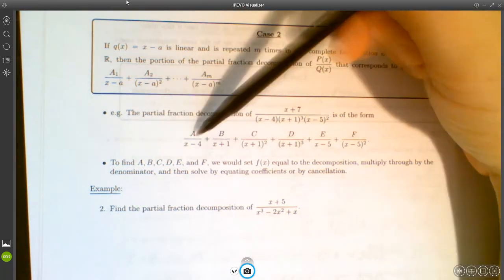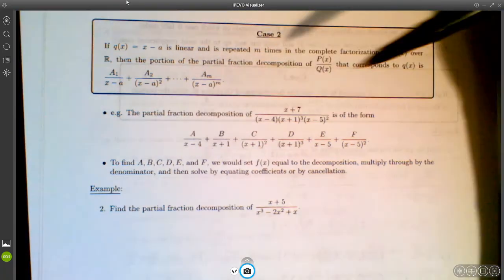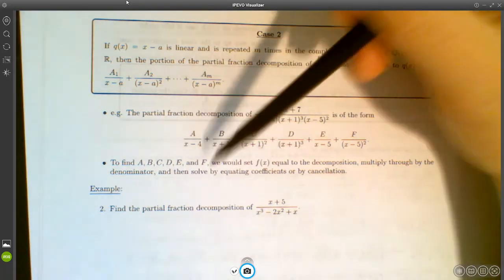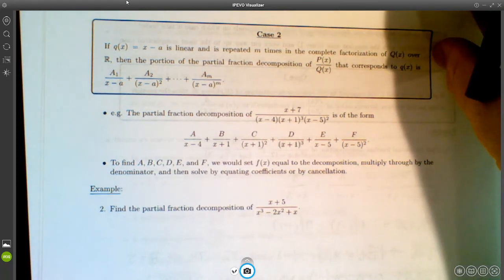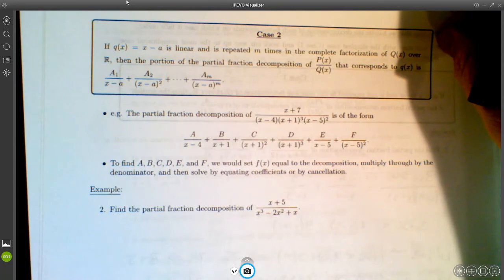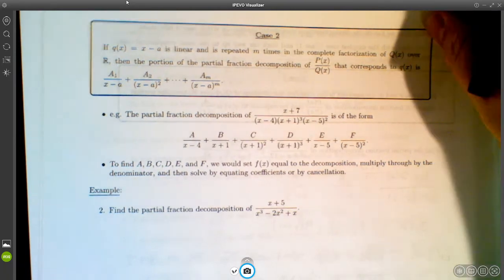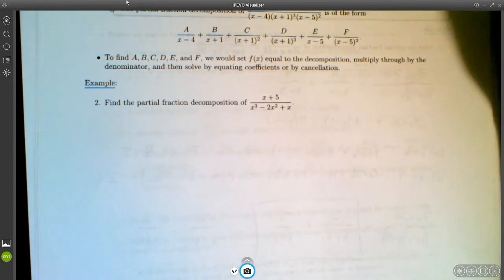Now, to find a, b, c, d, e, and f, well, we're going to have to multiply through by the denominator, and then solve by equating coefficients, or by cancellation, or by some combination of those two strategies. Okay. So let me give you a completely different example, though, rather than finishing that one. Let me give you a different example.